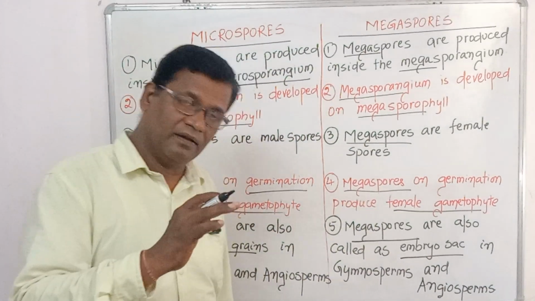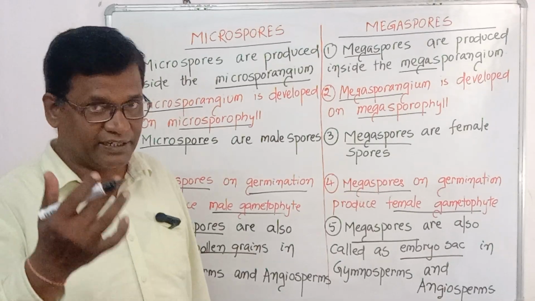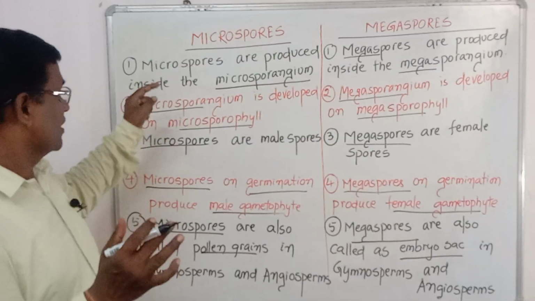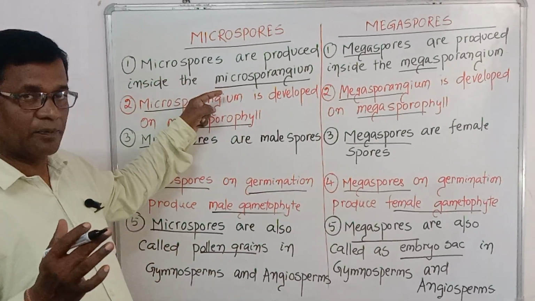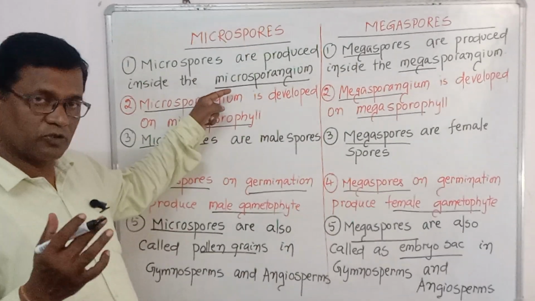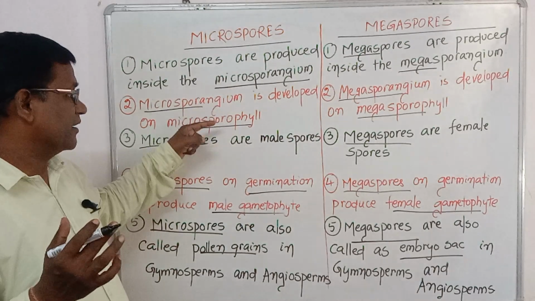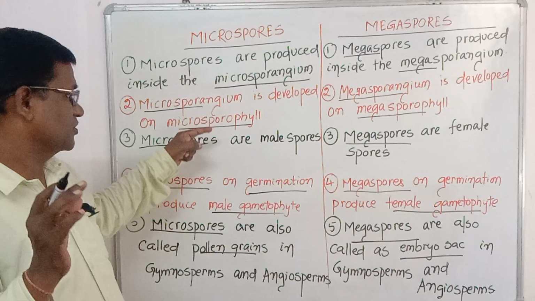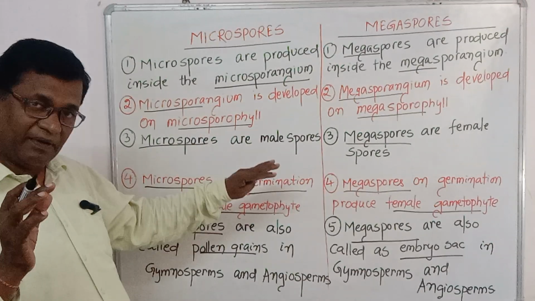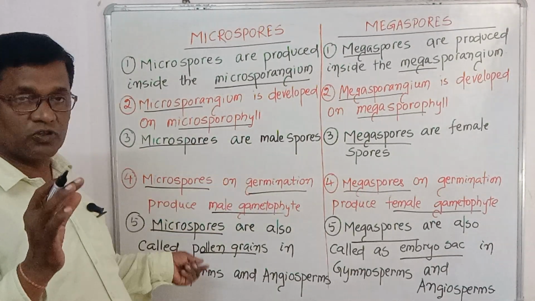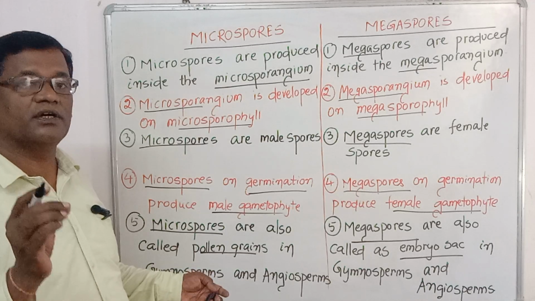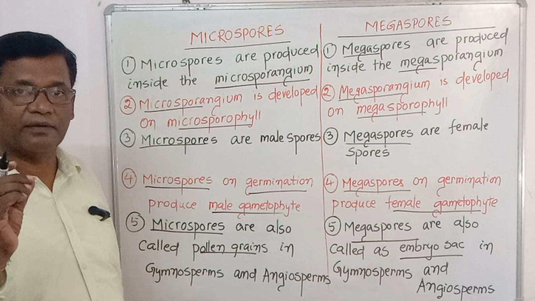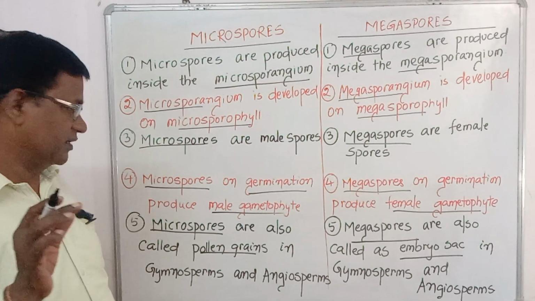Micro means male. Mega means female. All of you clear? Let me recall what you read about this. Microspores are produced from the microsporangium. Microsporangium develops from the microsporophyll, especially in the lower plants. Microspore is nothing but a male spore. A spore is a unicellular reproductive unit. Microspores after germination are called a male gametophyte, which you call a pollen grain.